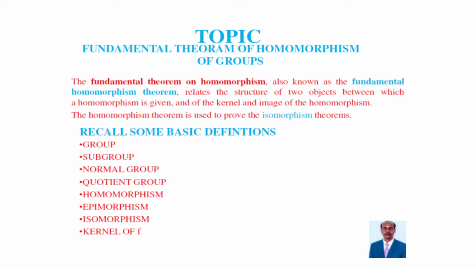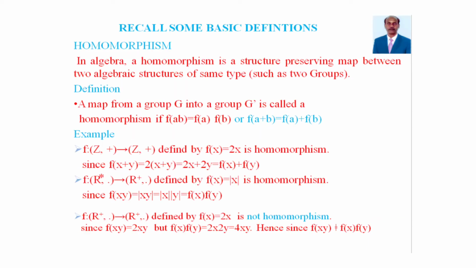So recall some basic definitions: group, subgroup, normal subgroup, quotient group, homomorphism, epimorphism, isomorphism, and kernel of f. So what is a homomorphism? In algebra, a homomorphism is a structure-preserving map between two algebraic structures of the same type, such as two groups. So now we define the homomorphism.